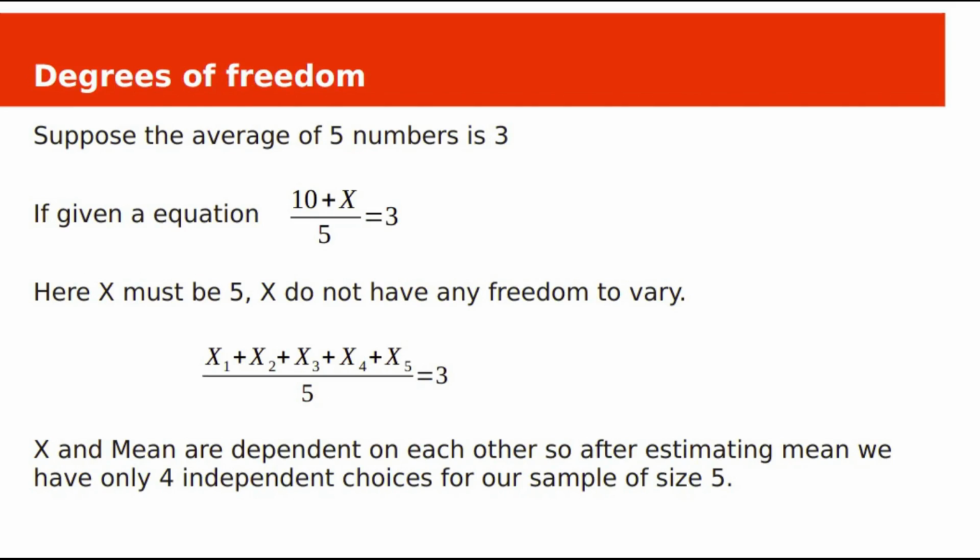Let's see what degrees of freedom is with a simple example. Suppose the average of 5 numbers is 3. If the given equation is (10 plus x) by 5 equal to 3, here x must be 5. Variable x does not have any freedom to vary. Suppose the equation is like this: (x1 plus x2 plus x3 plus x4 plus x5) by 5 equal to 3. Here x and mean are dependent on each other. So after estimating the mean, we have only 4 independent choices for our sample of size 5.